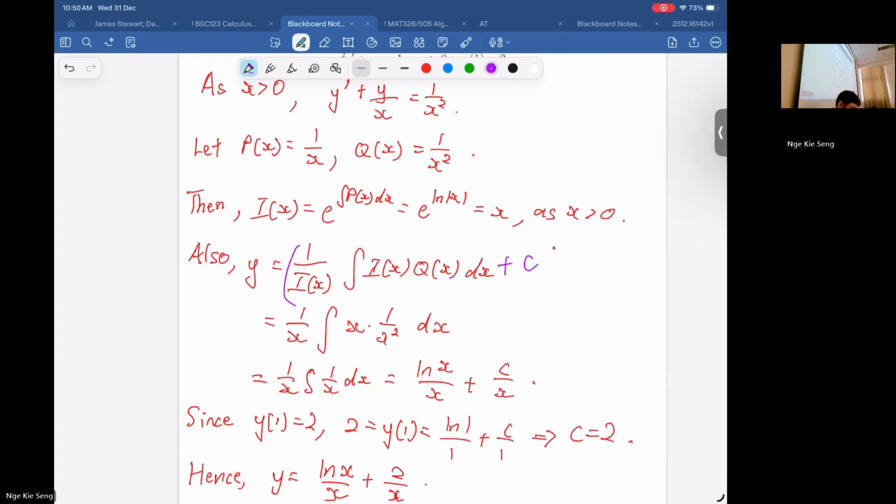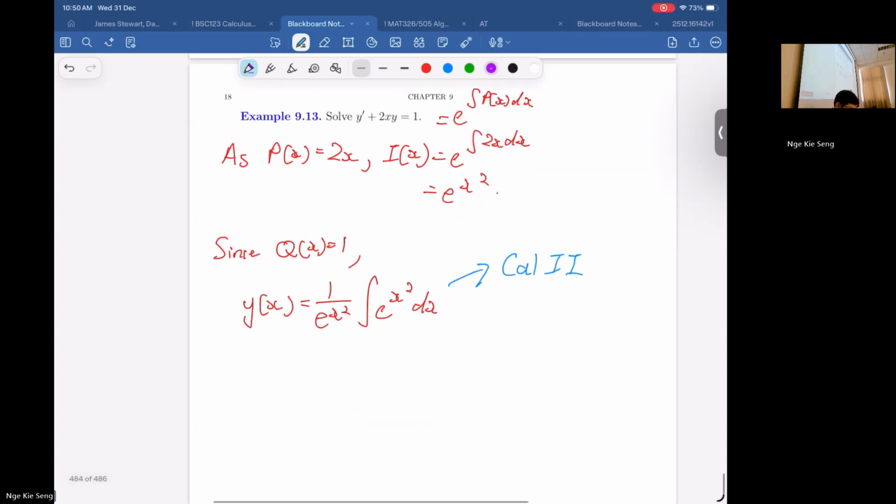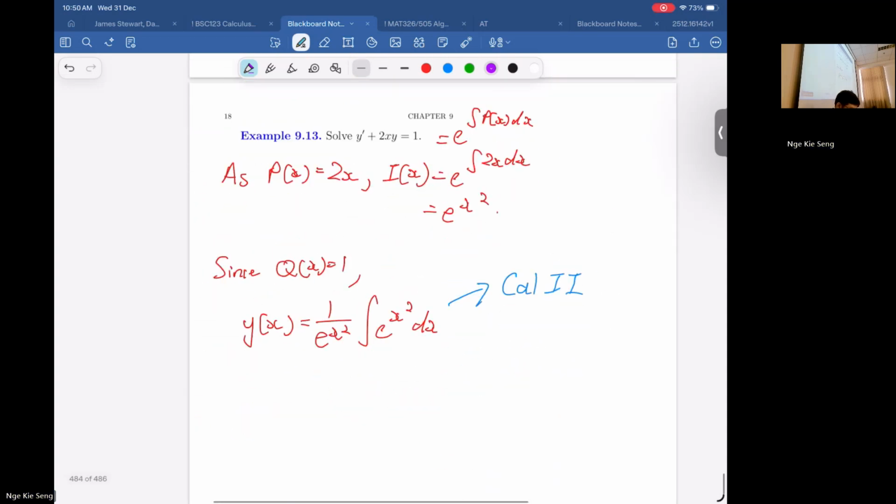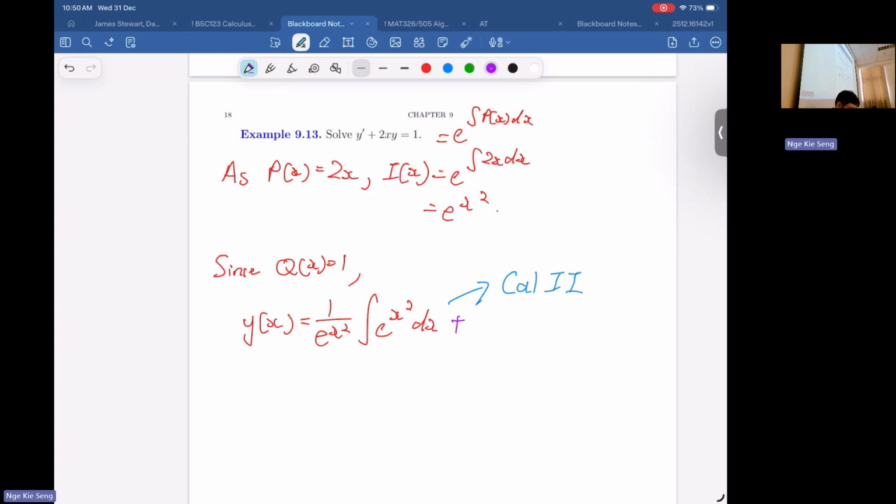Maybe you can plus a C here, then plus a C here. Then this one changes to another constant. And then here we get an extra C.